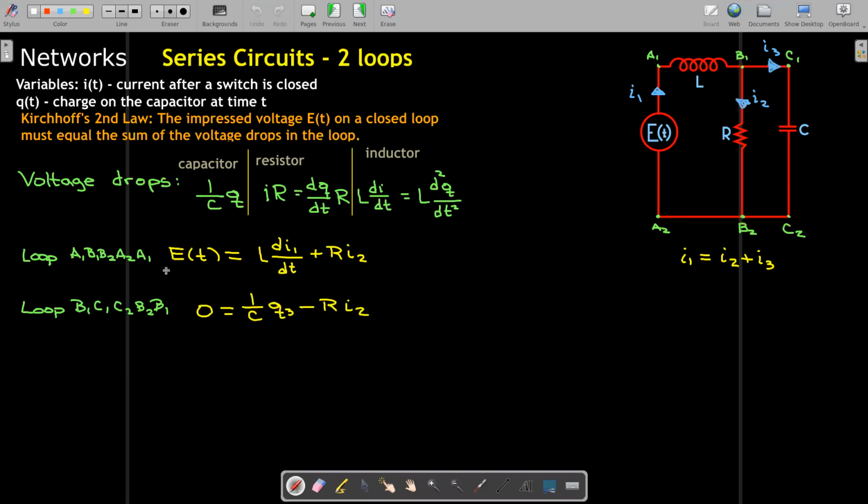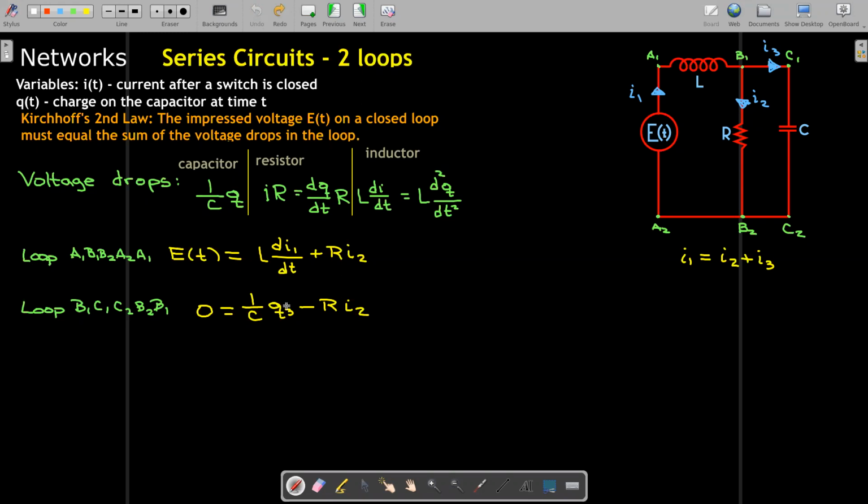There is no impressed voltage here. There's no E of t, so I'm just going to have 0. Then the voltage drop across the capacitor, I can't use I3. I have to use Q3. My voltage drop is dependent on the charge, or at least directly dependent on the charge. And then as I go from B2 up to B1, I'm passing through this resistor with a current of I2, but I'm going in the opposite direction. And that's why we have a minus sign there.